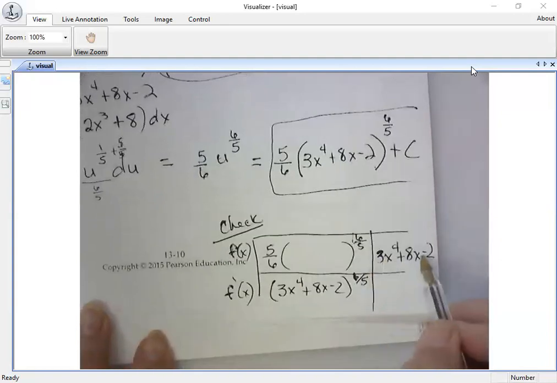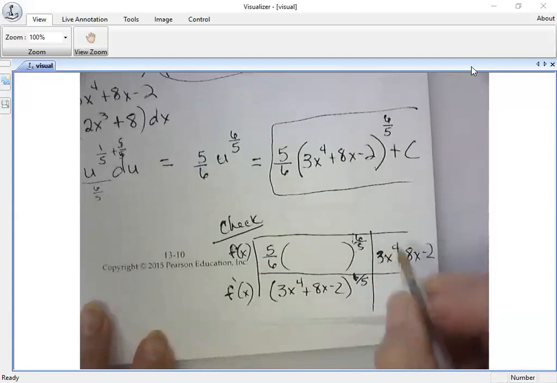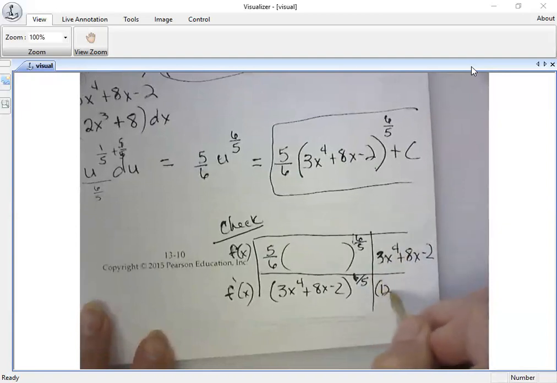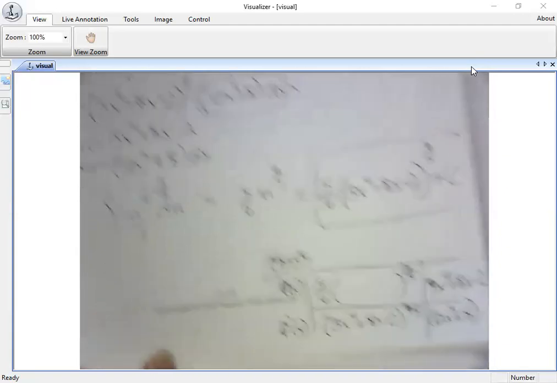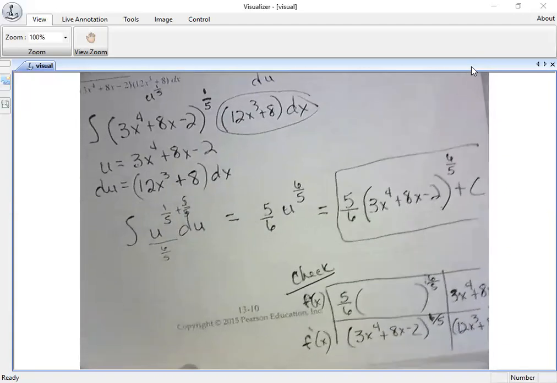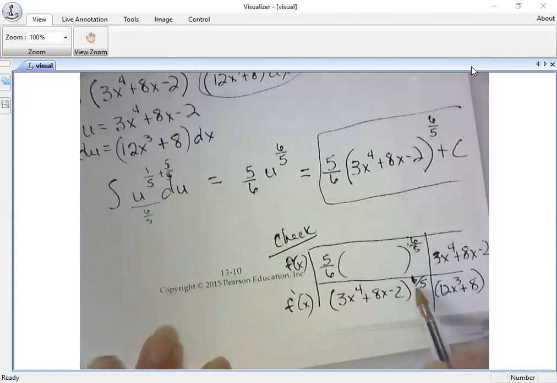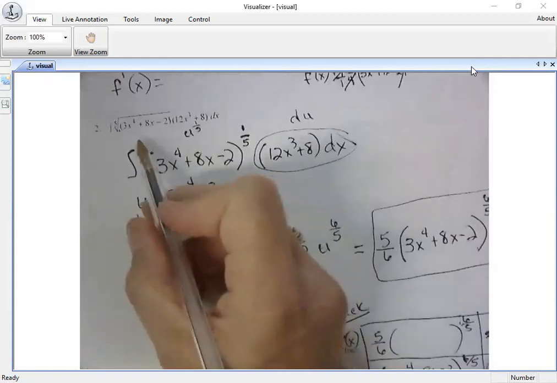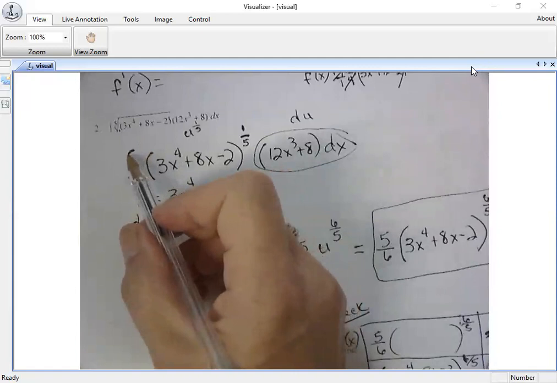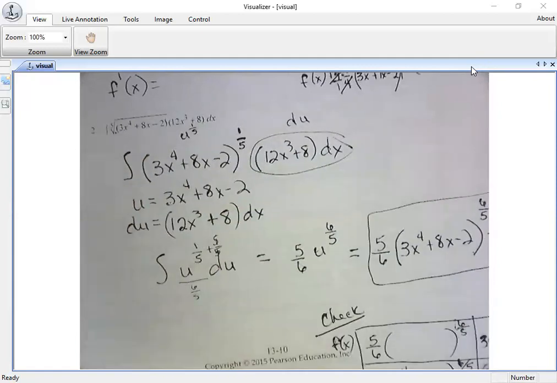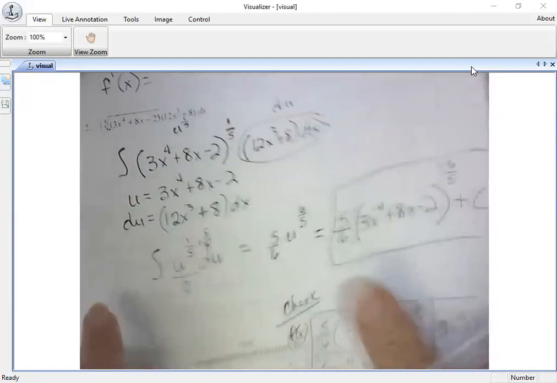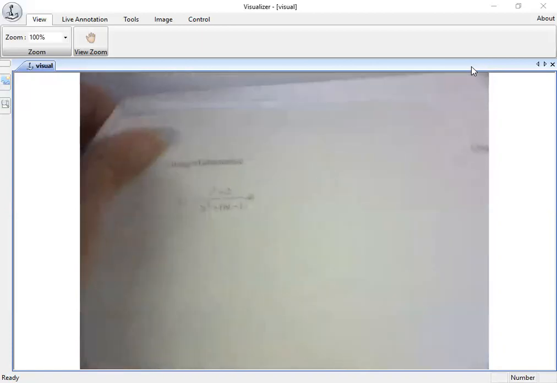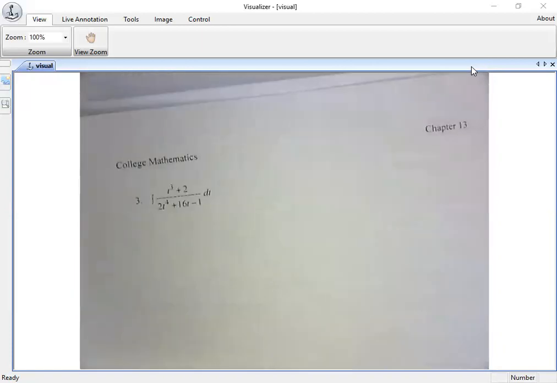And then when I differentiate the 3x to the fourth, I get 12x cubed plus 8. And now if I go back and check this against the original, I have all the pieces I started with, don't I? The only difference is here it's written to the 1/5 power instead of written with the radical. Okay, so give me a quick signal. Is this a thumbs up, thumbs down, somewhere in the middle? How are we doing?